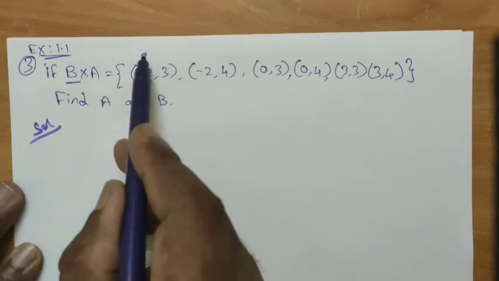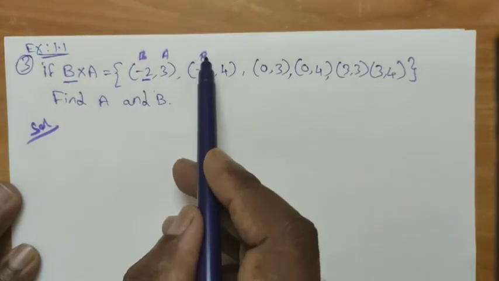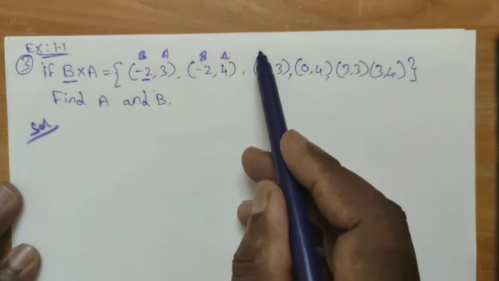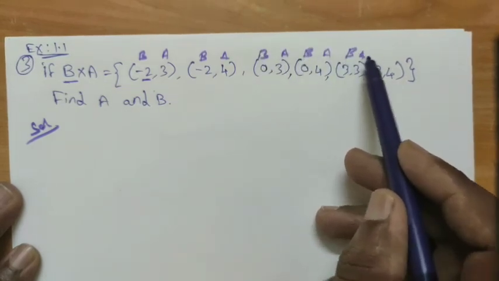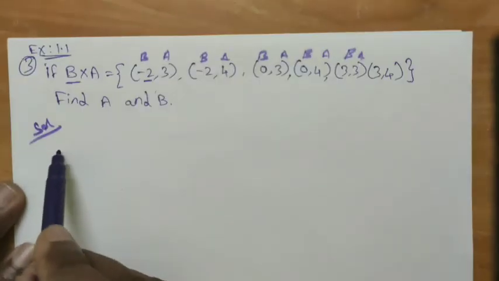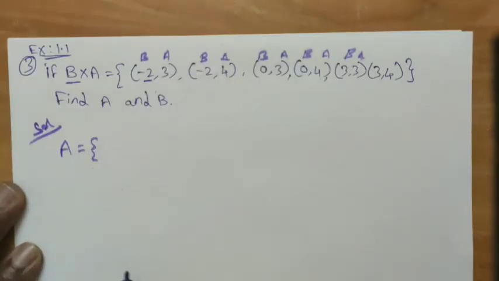The first set element is B, the second set element is A. This is B, this is A, and then B, A, like this, right? So now we have to write it. What is the set of A?